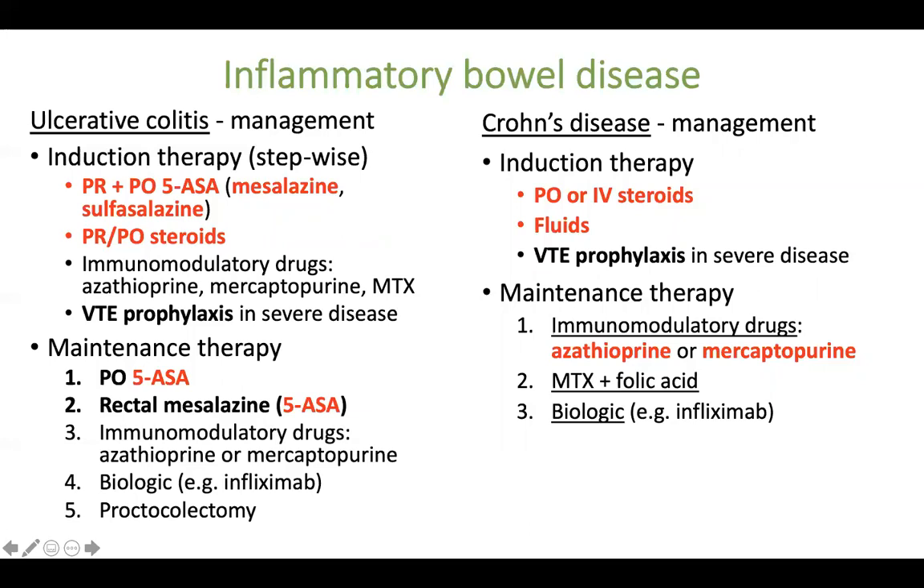So for induction, you give PR as well as oral 5-ASA, and the ones you use are mesalazine and sulfasalazine. Second line therapy to add on is steroids, and this pretty much follows this now. So steroids and fluids. If it's severe, because it can give you a hypercoagulable state, you would consider VTE prophylaxis. Yep, that's the main stuff here.